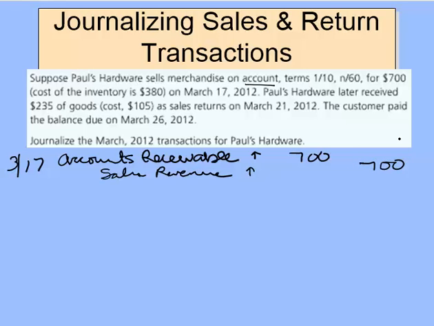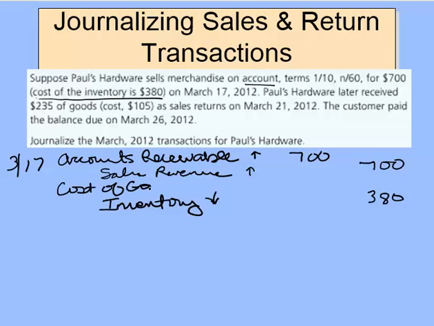Now there's something else with this particular transaction. They tell us what the cost of the inventory is. That way we know this is a perpetual inventory system, and we're going to have to also take that inventory that we just sold out of our bookkeeping. So we will credit inventory, which will have the impact of decreasing our inventory at its cost, which is $380. And we're going to debit cost of goods sold, which is exactly what it says, the cost of the merchandise that we sell, which is an expense. So we're going to increase our expenses by $380.